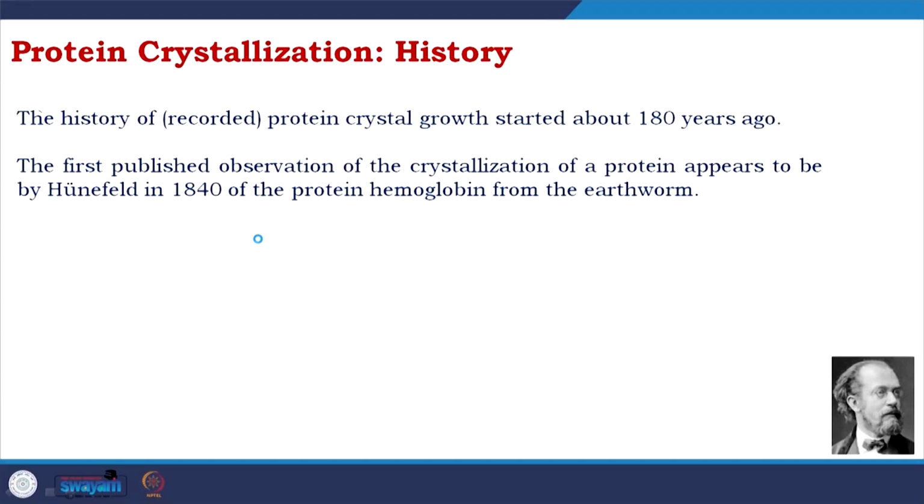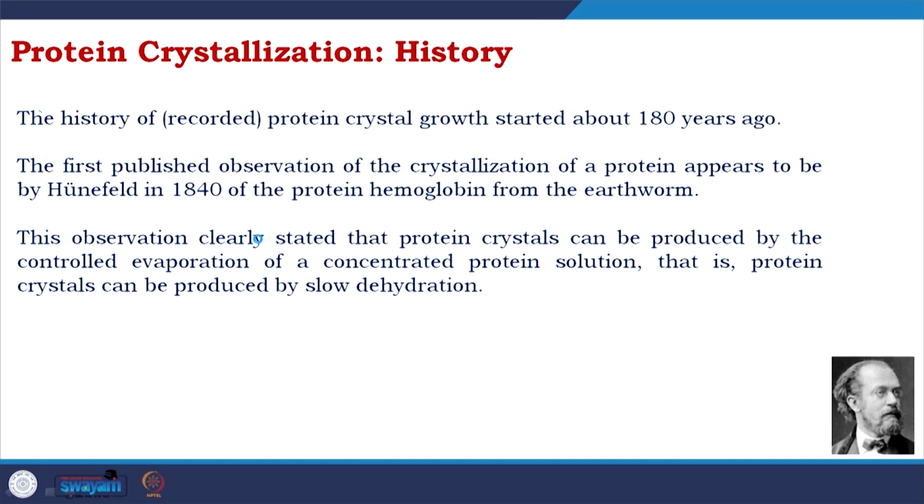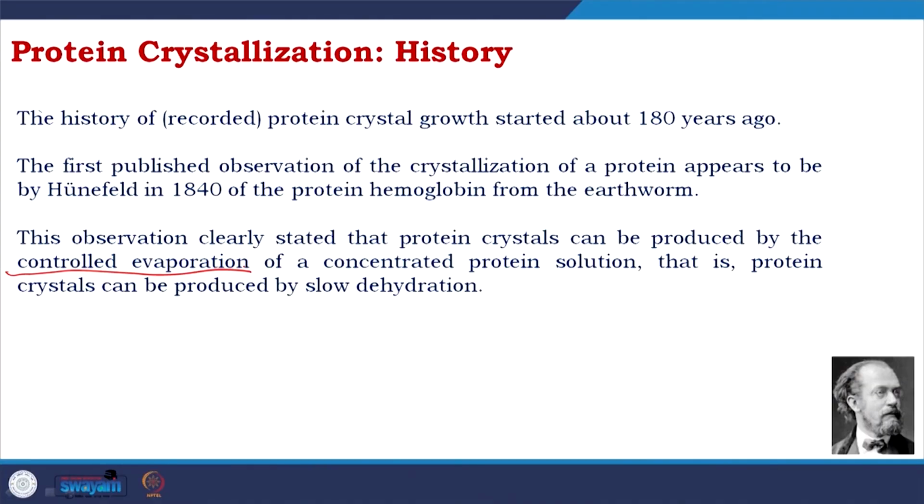The first published observation of the crystallization of a protein appears to be by Hünefeld in 1840, of the protein hemoglobin from the earthworm. This observation clearly stated that protein crystals can be produced by the controlled evaporation of a concentrated protein solution. Remember the term controlled evaporation, because that is what we are going to follow when we go in depth and understand the principle behind protein crystallization. That is, protein crystals can be produced by slow dehydration.